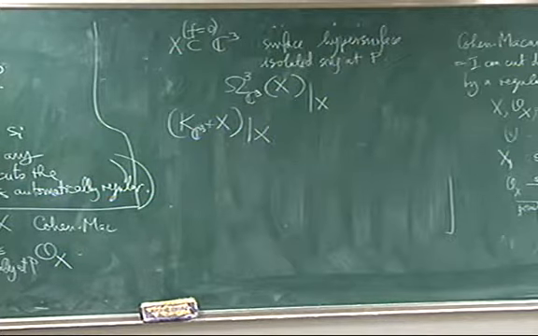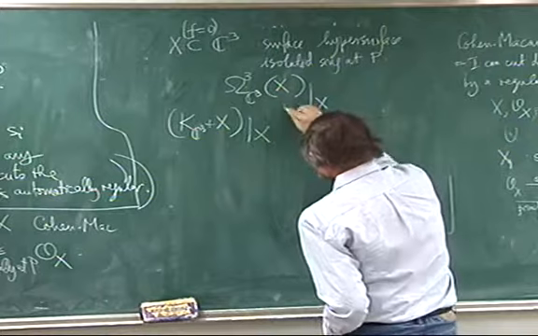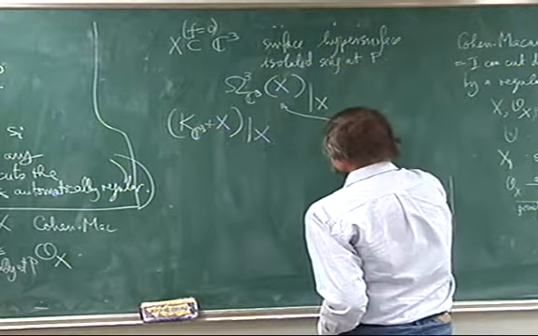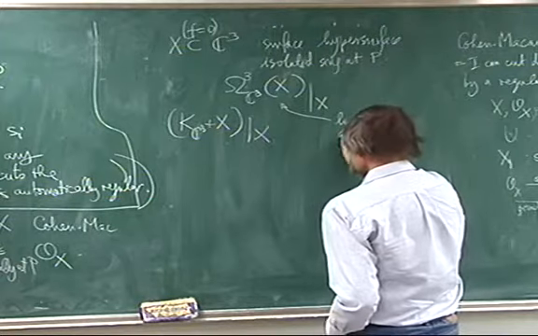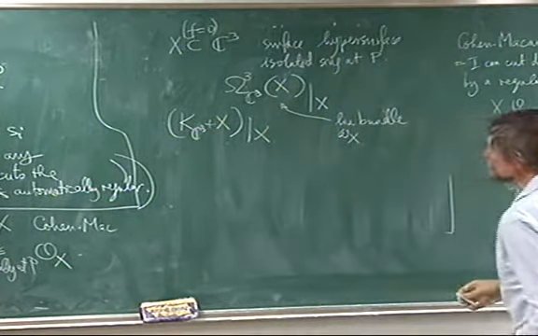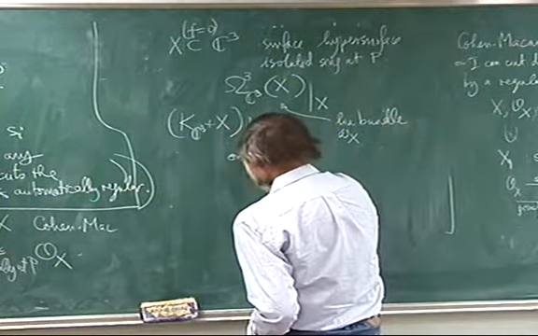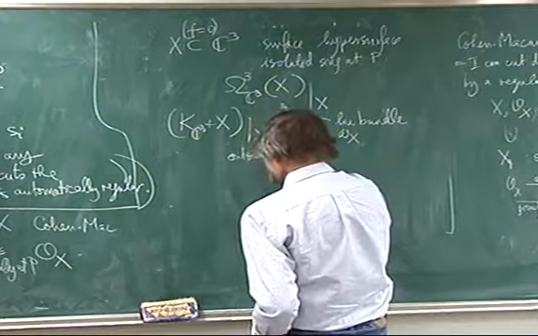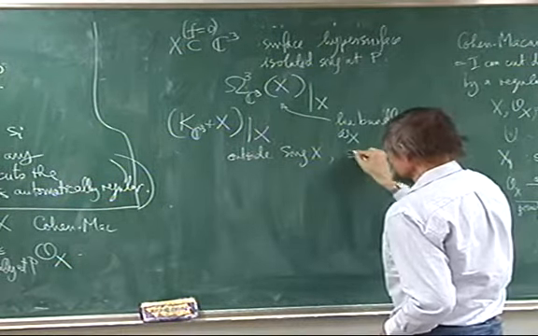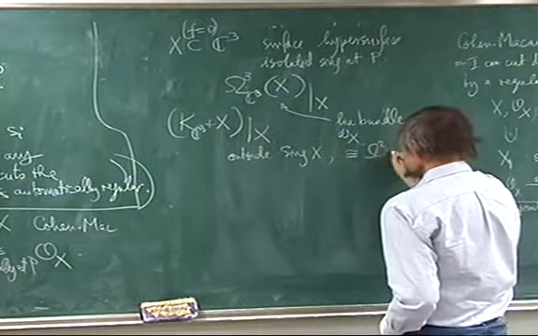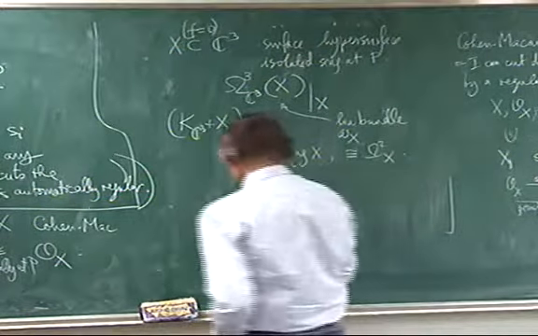Right, so what does this mean? The thing you can see immediately is this is a line bundle. I'm going to call it omega X. And then I'm going to tell you outside the singular locus, it's isomorphic to omega 2 of X. Okay, so what does this mean?